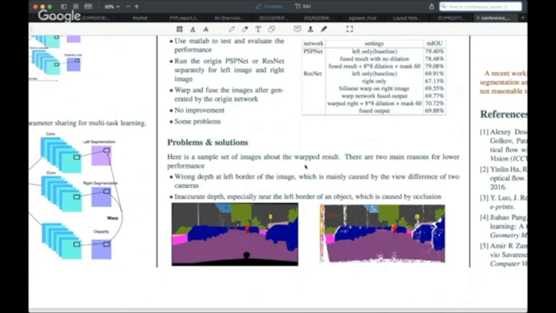And the second problem is that in Cityscapes there are many objects, and there may be some occlusion problems, especially on the border of the objects, which means there exist some hidden points on the borders of the different objects, and we cannot use the warp method at these borders.